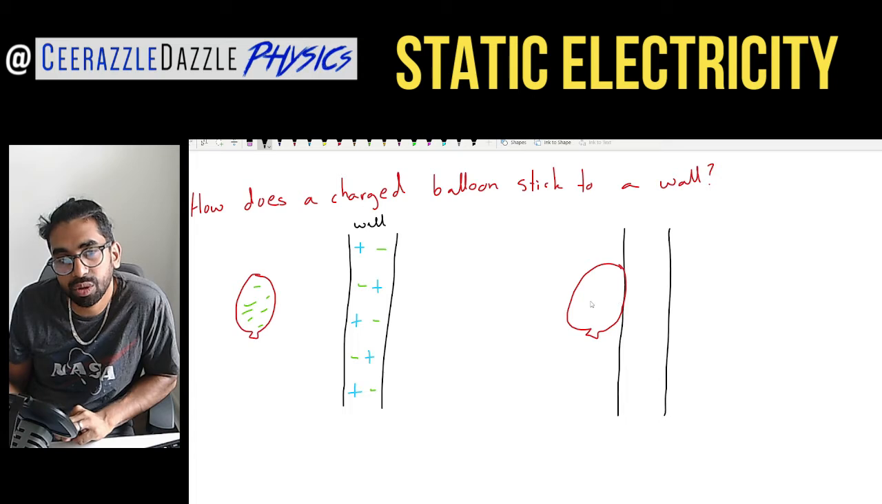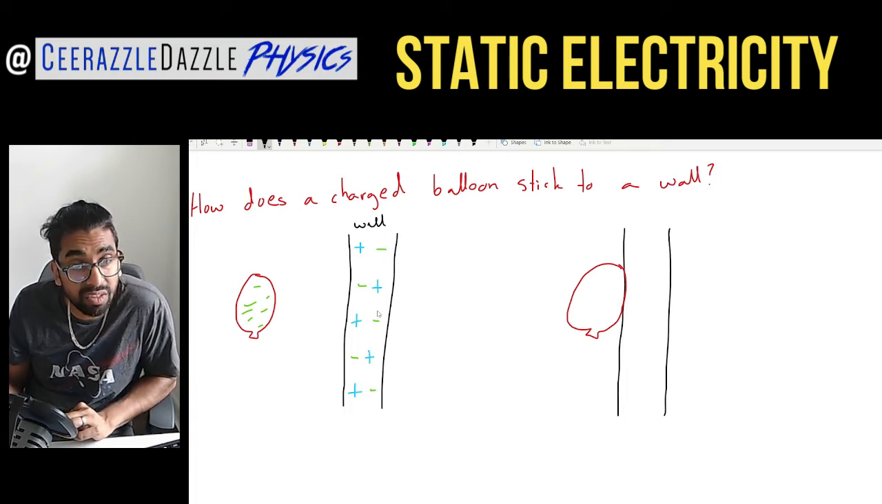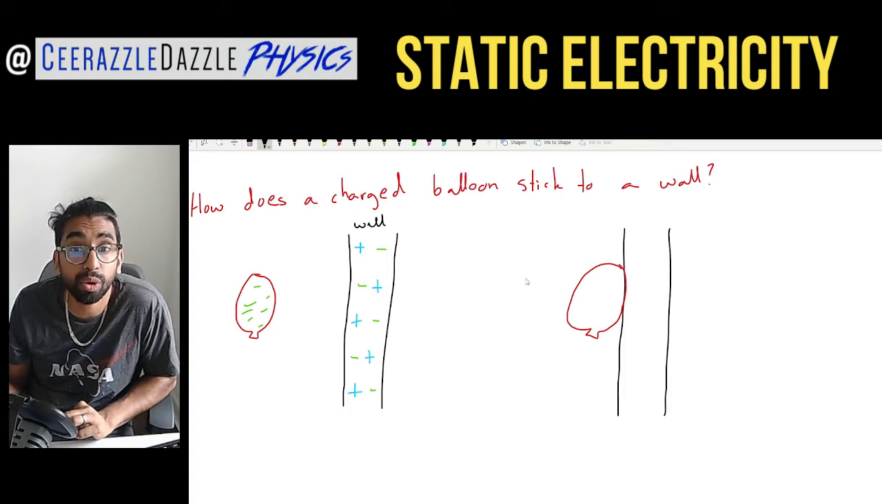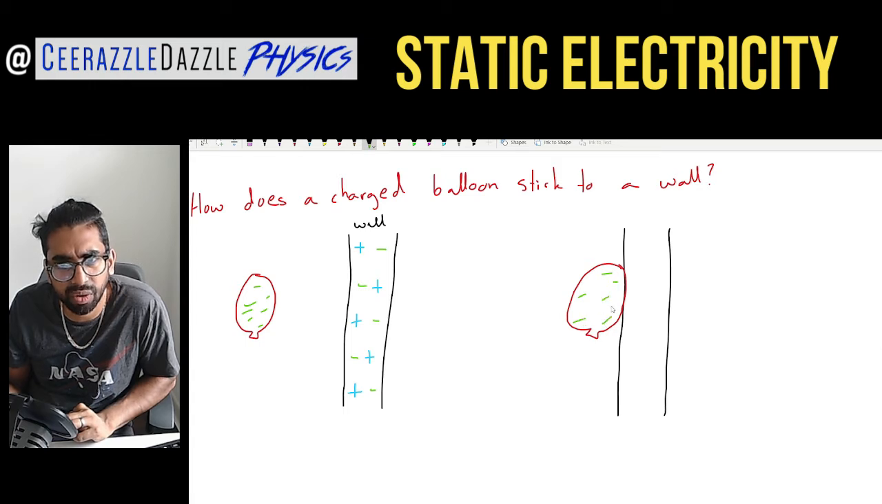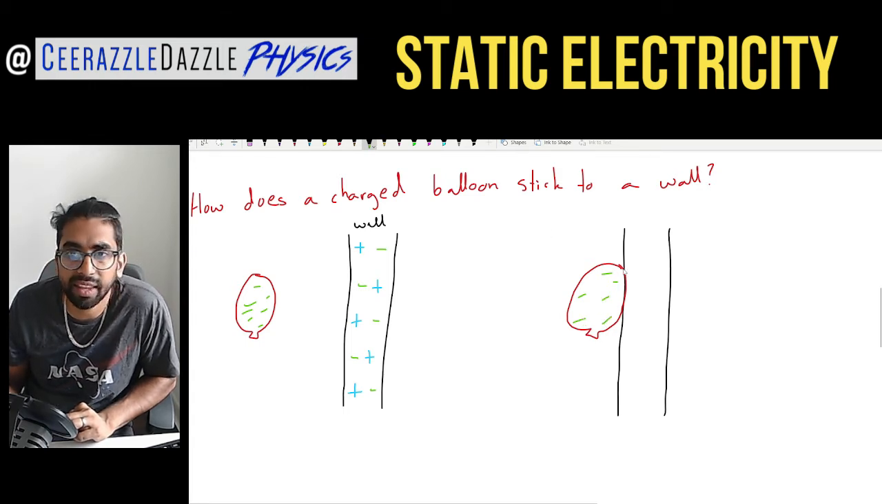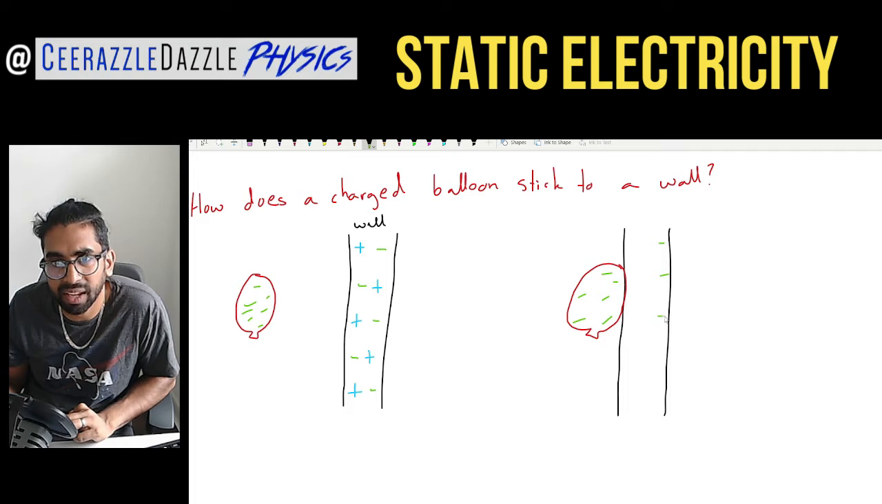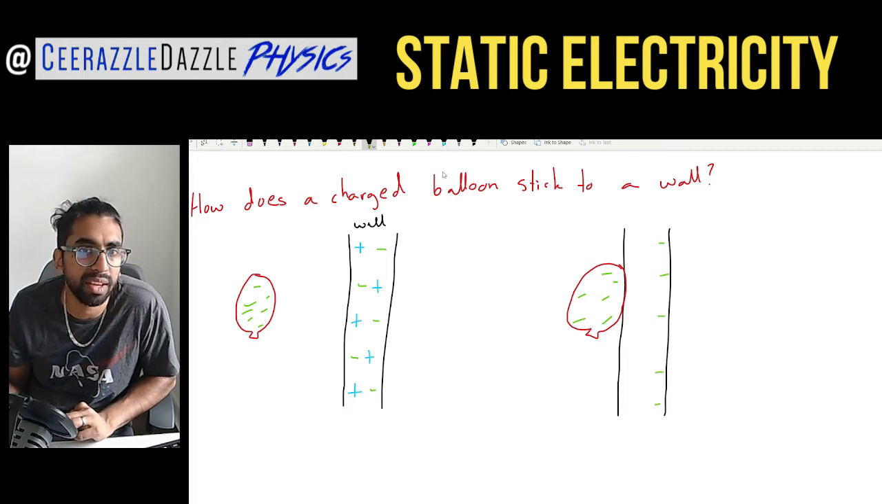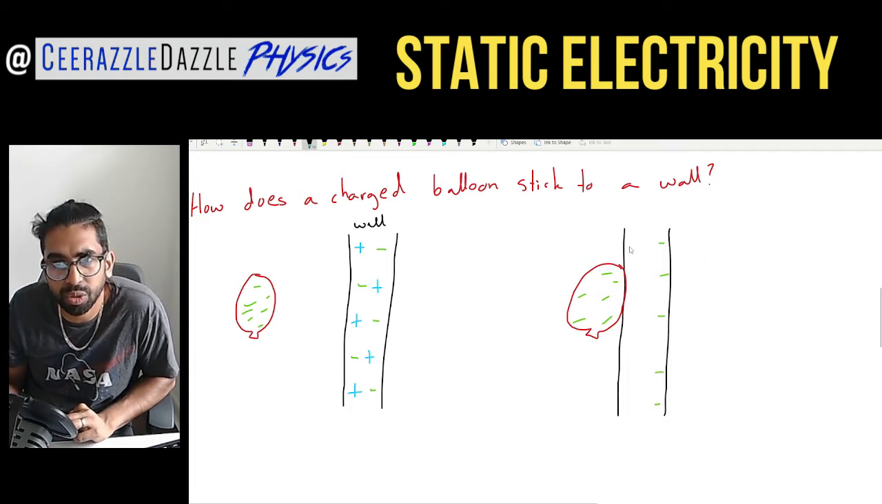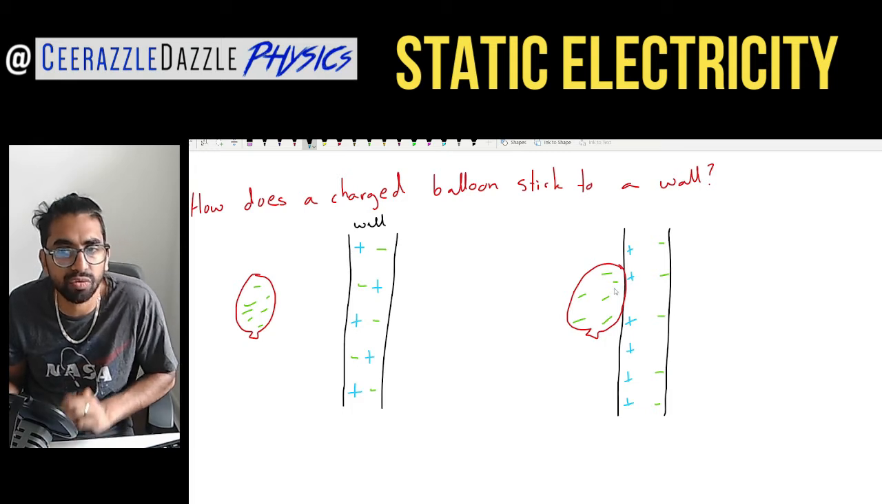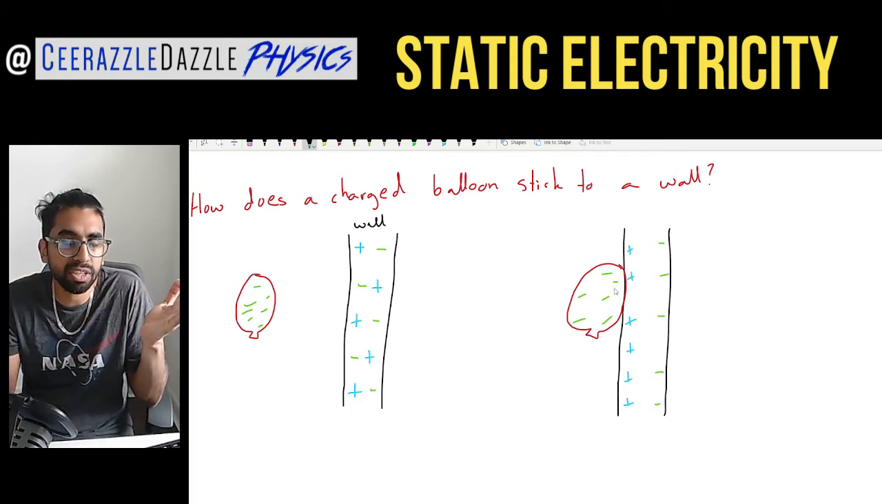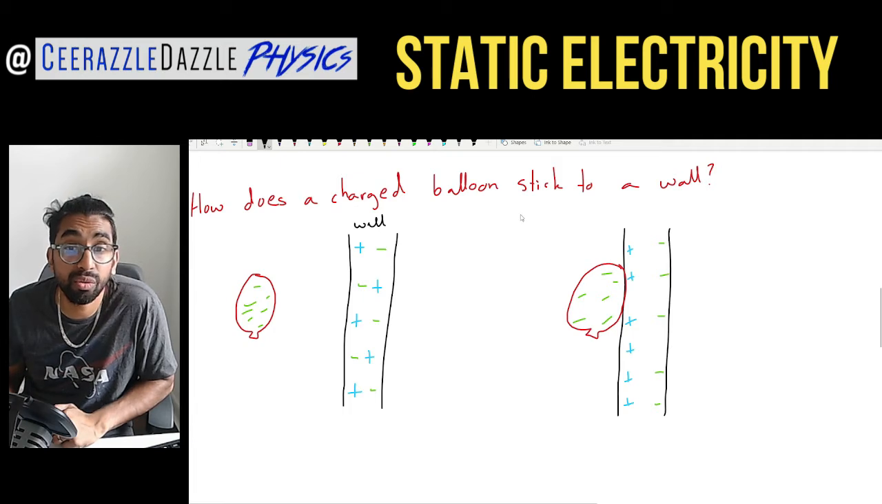If you bring it closer to the wall, you will notice that the negative charges within the wall will be repelled away from the balloon, because the balloon is negatively charged. So here are the negative charges within the balloon, and the negative charges in the wall would move away. They would be repelled away. And obviously, the positive charges would then remain on this side over here. And look, guys, what would happen? Because you have the positive and negative charges right next to each other, you know opposites attract. Therefore, the balloon sticks to the wall.